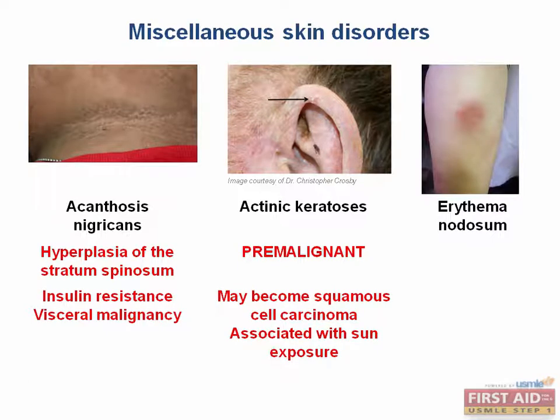Erythema nodosum is inflammation of the subcutaneous fat, particularly on the front of the shins. There's a huge differential for what diseases have erythema nodosum as part of their presentation and include fungal infections and TB, as well as leprosy, streptococcal infections, sarcoidosis, and Crohn's disease.